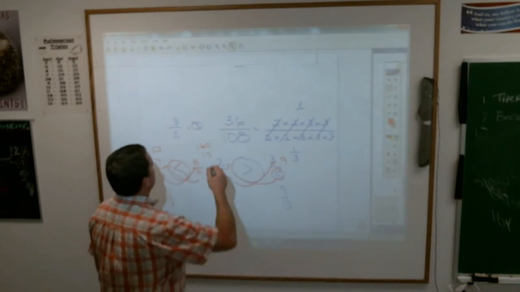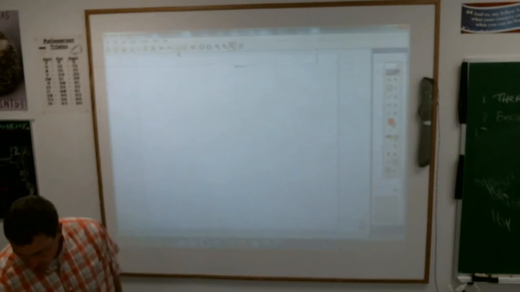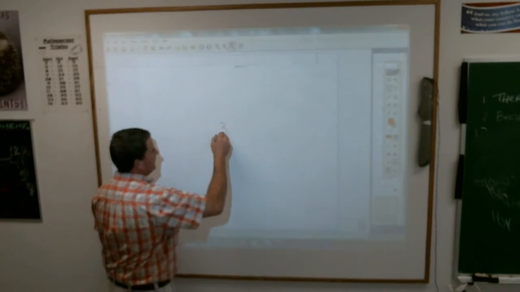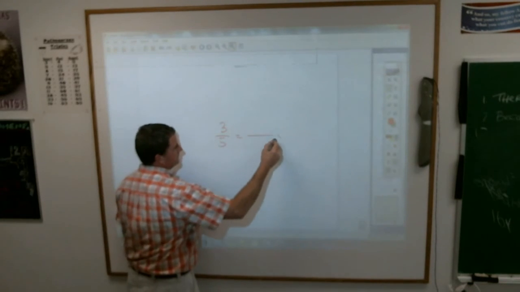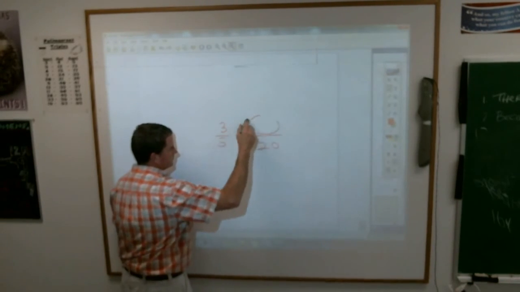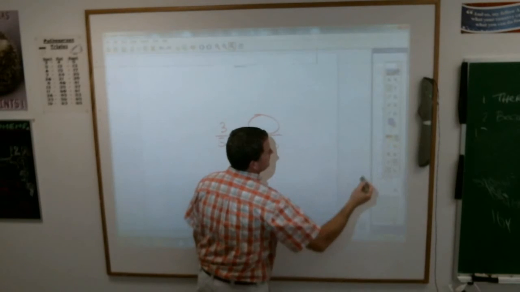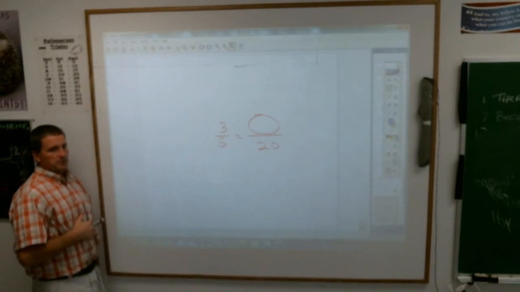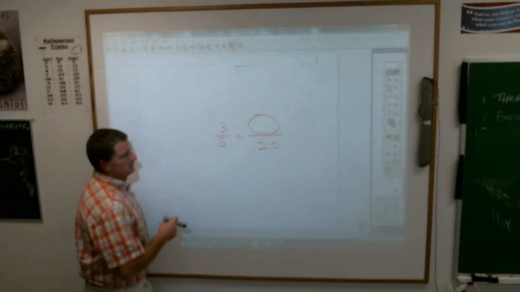And how about this? They'll also give you this. 3 over 5 equals what number over 20? Oh, now we're twisting it around here. How do you do this one here? Going once, going twice. Brooke, Collin.